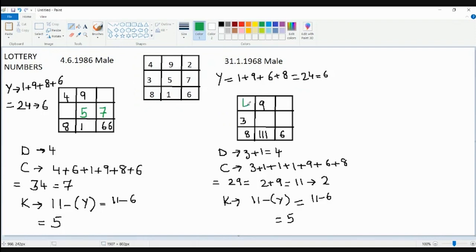So 4 is a lottery number. Okay. Conductor is 2. Again, 2 is not existing originally. So 2 is also a lottery number. Kua number is 5. So again, this is a lottery number. So in case of this male who is born on 31st 1, 1968, his driver, conductor and Kua number, all three are lottery numbers because these are generating entirely new vibrations which are not existing in the original date of birth.